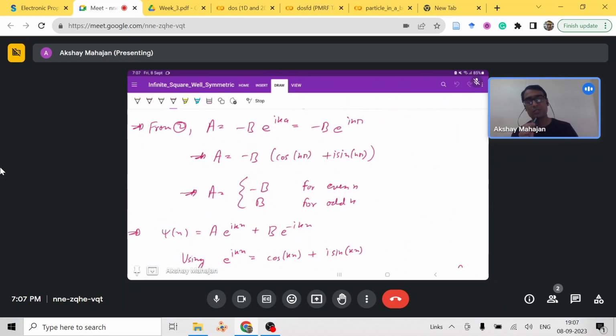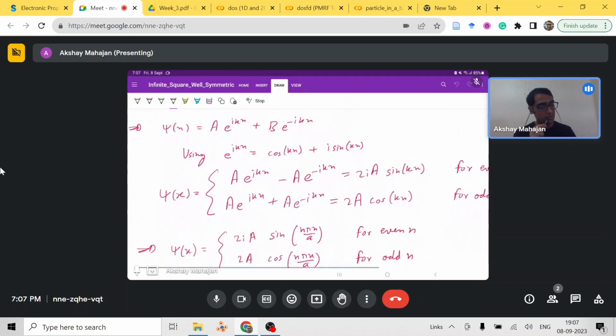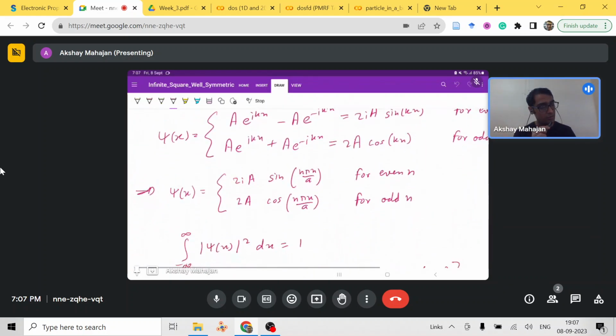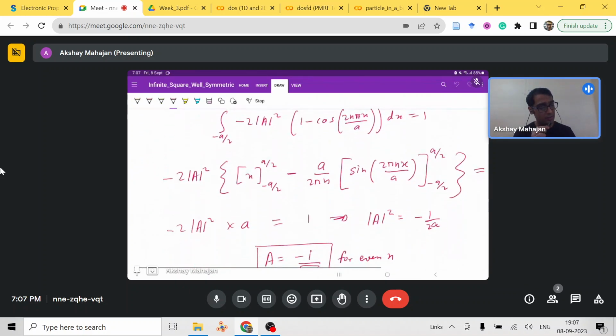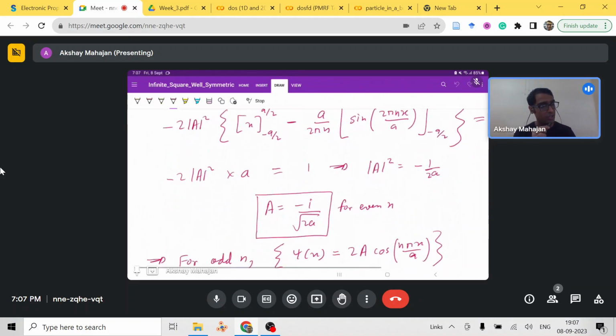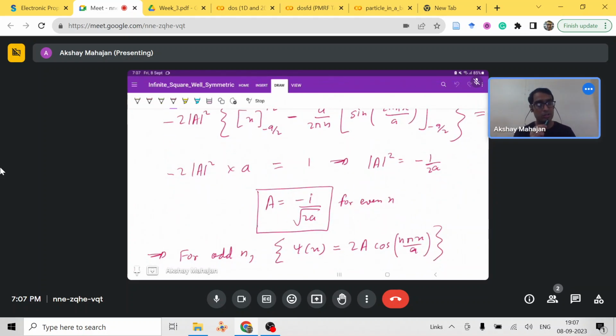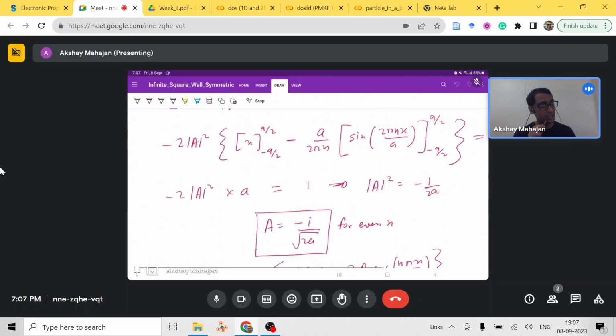So we got that A is equal to minus B for even n and is B for odd n. So basically using this we get psi(x), the true solution, for even n's and odd n's. Then we did the normalization, and from normalization we got our A value as well, for even and odd n. We take the normalization constant such that our wave functions are real. So accordingly we took this.